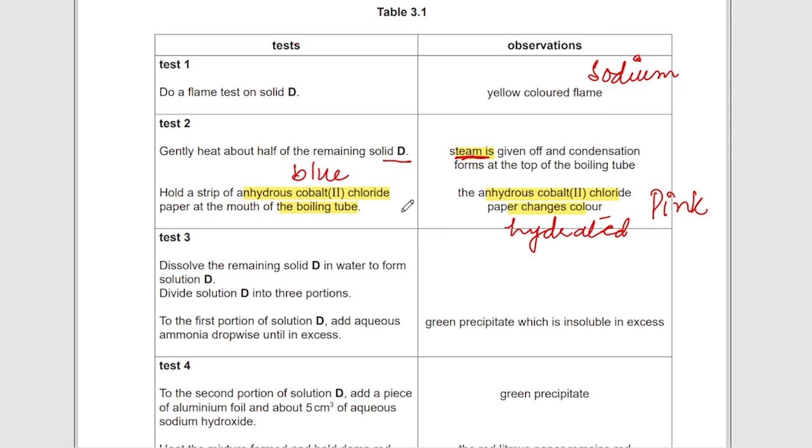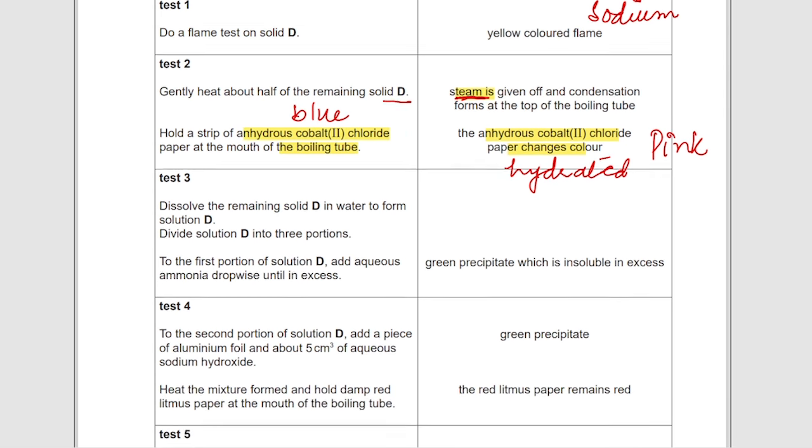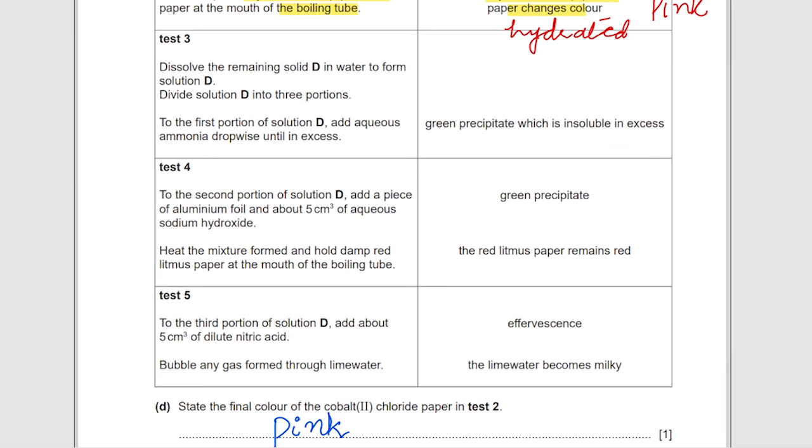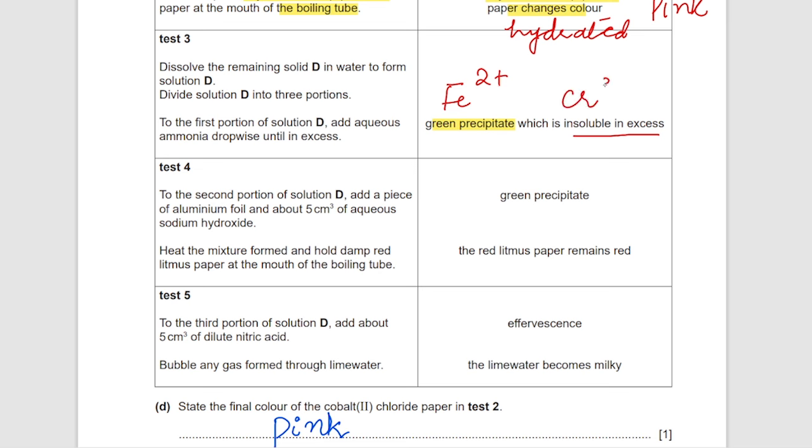Dissolve the remaining solid D in water to form solution D. Divide solution D into three portions. To the first portion of solution D, add aqueous ammonia dropwise until in excess. Green precipitates are observed which are insoluble in excess. So both Fe2+ ions and chromium ions give us the same test: green precipitates which are insoluble in excess ammonia.